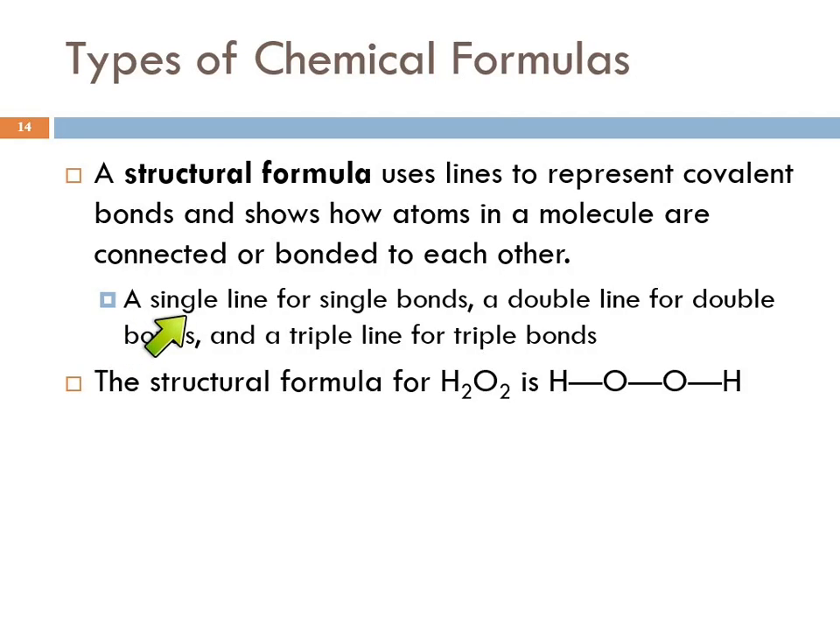We use a single line for single bonds, a double line for double bonds, and a triple line for triple bonds. And we will learn a lot more about these different types of bonds. The structural formula for H2O2 can be written like this. We've got hydrogen with a single bond to oxygen, that oxygen with a single bond to another oxygen, and this one with a single bond to a hydrogen.